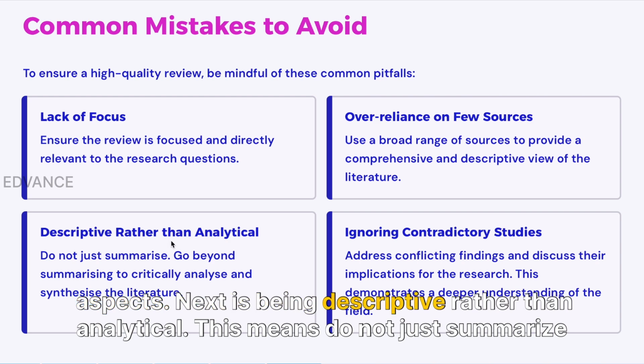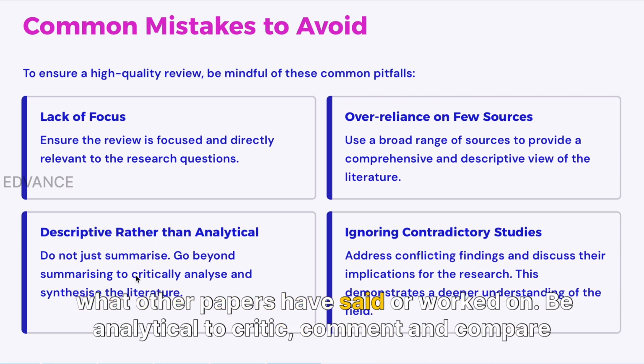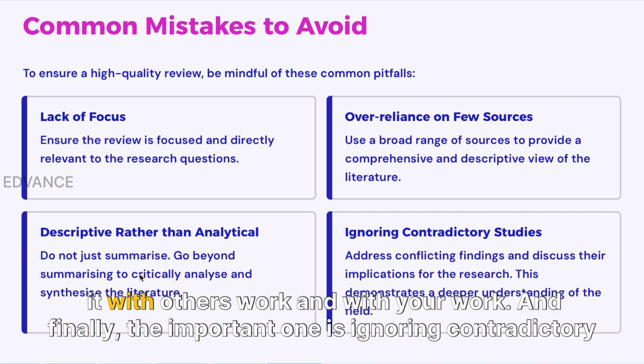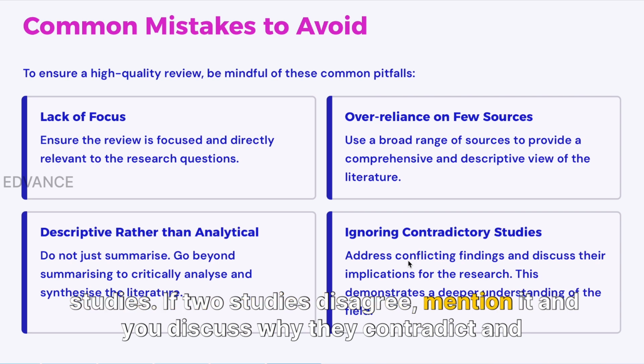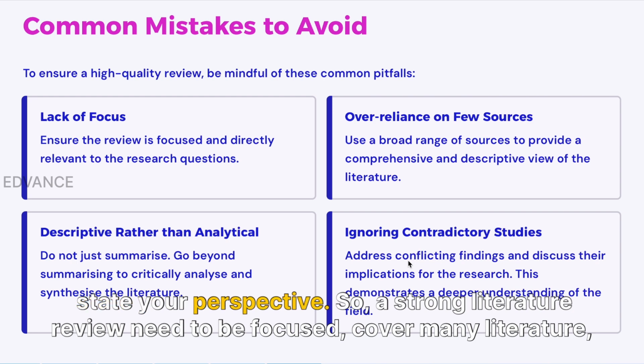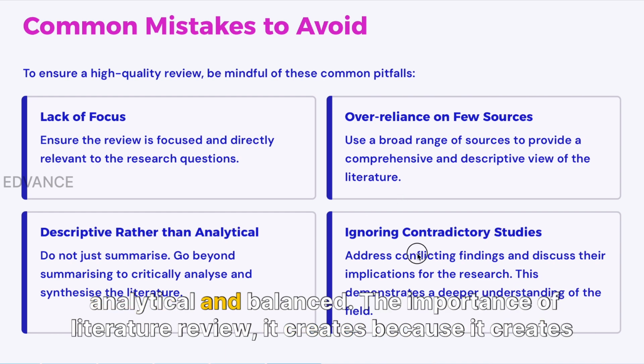Next is being descriptive rather than analytical. This means don't just summarize what other papers have said or worked on. Be analytical: critique, comment and compare it with others' work and with your work. And finally, the important one is ignoring contradictory studies. If two studies disagree, mention it, discuss why they contradict, and state your perspective. So a strong literature review needs to be focused, cover many studies, and be analytical and balanced.